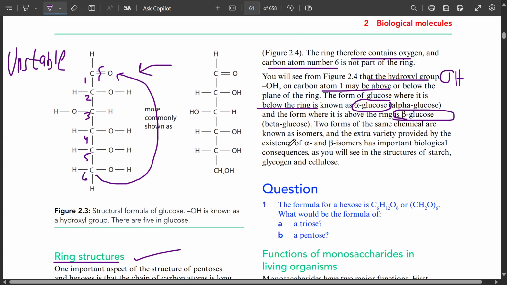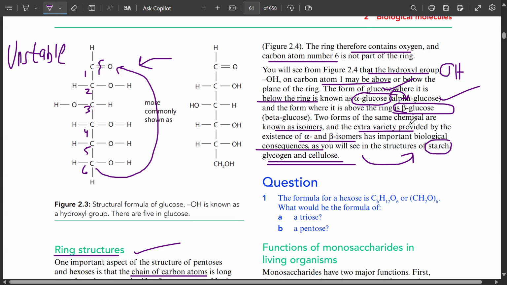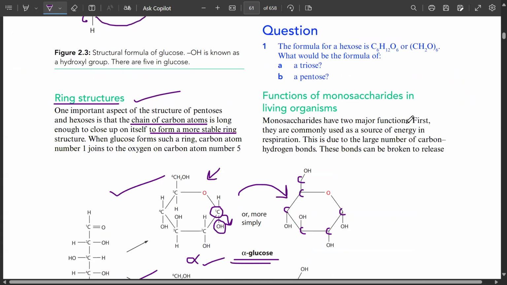Two forms of the same chemical are known as isomers, and the extra variety provided by the existence of alpha and beta isomers has very important biological consequences, as you will see in the structures of starch, glycogen and cellulose as well. Now, the different polysaccharides form, you have to be very careful and remember this: alpha and beta glucose, because these are not just isomers. These are isomers with a very, very important role in the formation of the disaccharides and polysaccharides.